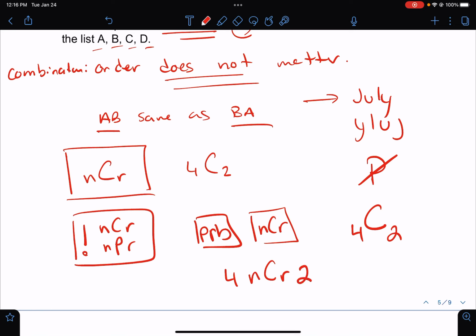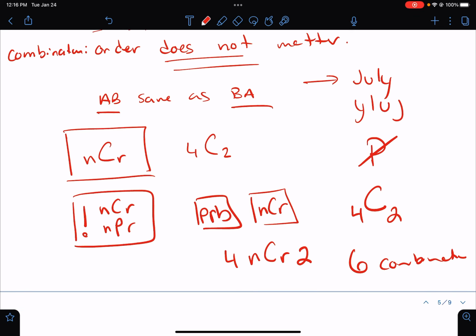And again, I haven't done this one yet. Let's do it really quick. 4, NCR, 2. So there's 6 different combinations. There's 6 different ways that you could combine 2 of those letters. And again, that's different than permutations because A and C is the same thing as CA. In a permutation, those are different, but in a combination, we don't care. That's the same combination of letters. They're just in a different order, okay?